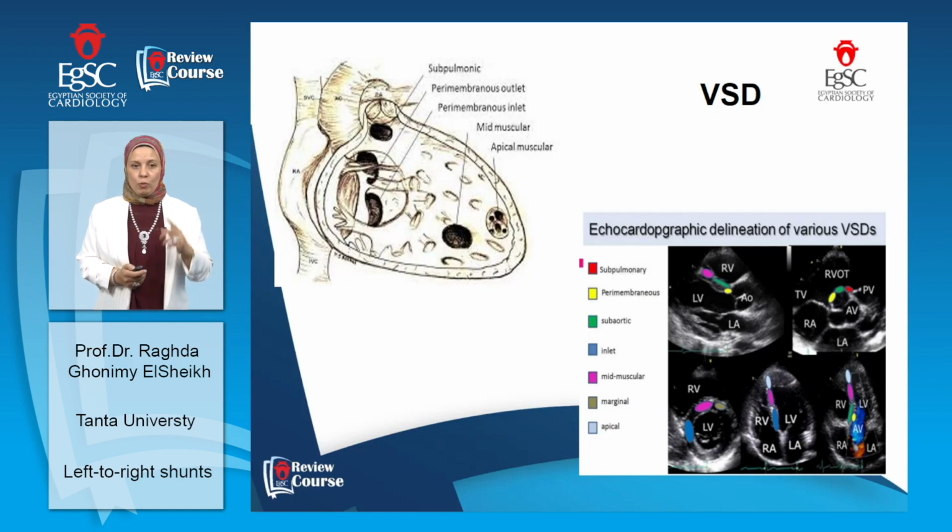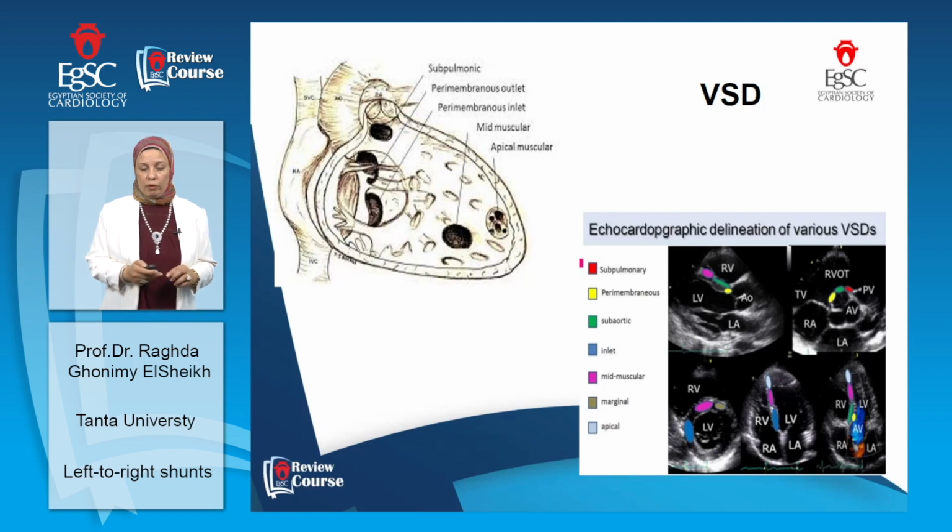From the top to the bottom, the first one is subpulmonic VSD, just below the pulmonary valve, carrying the red coloration in the other slide, followed by the perimembranous VSD or subtricuspid VSD, which follows the yellow coloration in the lower figure, and just below the aorta is a subaortic VSD, following the green coloration in the lower slide. This is followed by the inlet VSD, which is found in the partial and complete AV canal, and followed by mid-muscular VSD and the anterior or apical multiple VSDs.